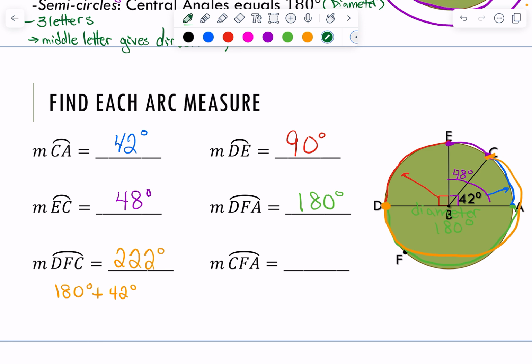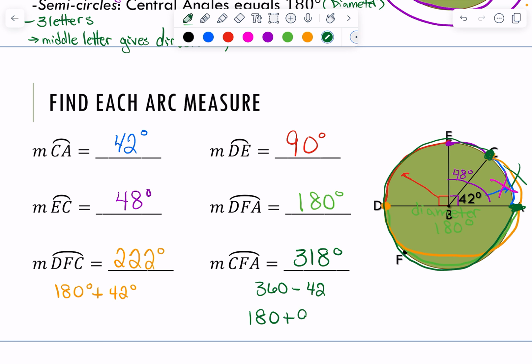And then my last one here is CFA. So I'm going to start here at C. I'm going to go all the way around through F, stop here at A. So that one we could do a couple different ways. If you notice, the only thing I'm missing on that whole picture is that angle right there. So one way I could do this is I could go 360 minus that angle, which is going to give us 318 degrees. The second way I could do it is I could just add up all the angles that are included. So 180 plus 90 plus 48. And again, that will get me 318.